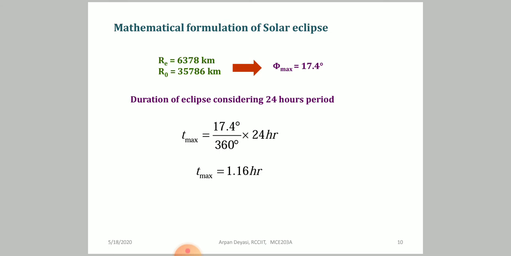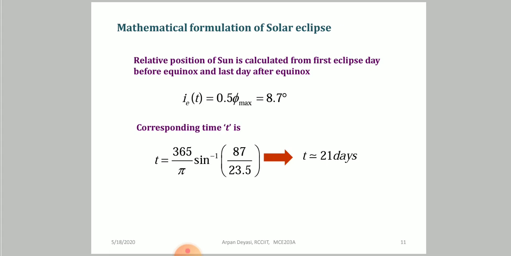So naturally, what will be the duration of the eclipse for 24 hours? It should be 17.4 divided by the annual day. Annual day is nothing but 360 degrees. So you will get the total rotation multiplied by a day's period, that is 24 hours, and you will get 1.16 hours. That's a maximum of 69 minutes. So the duration of the eclipse for a 24-hour period will be a maximum of 69 minutes.